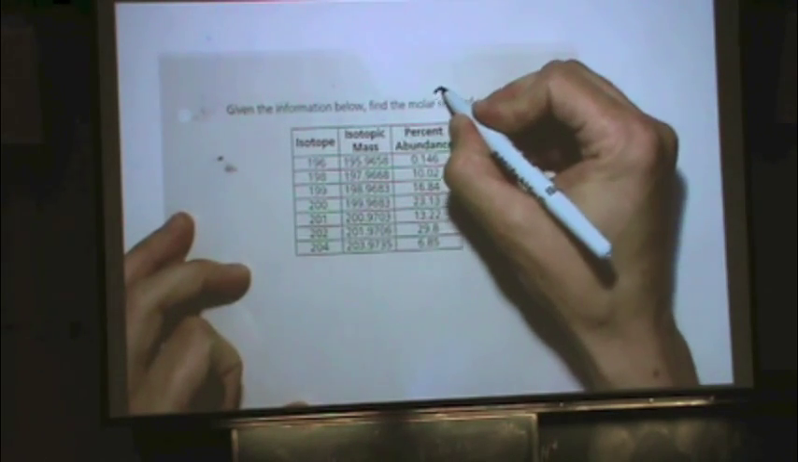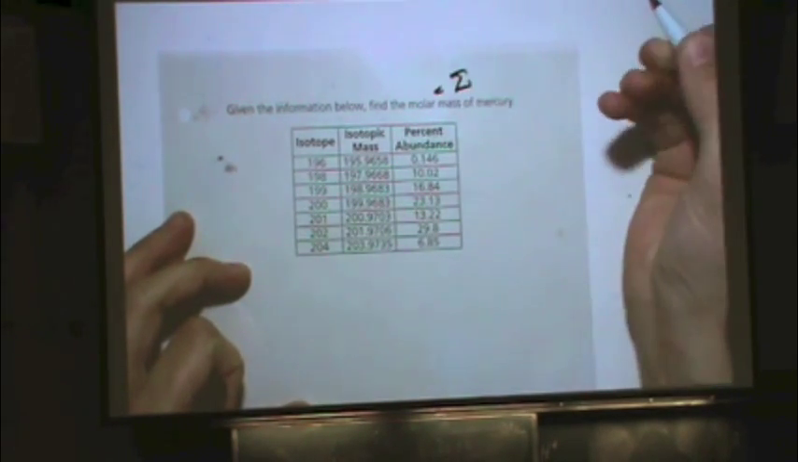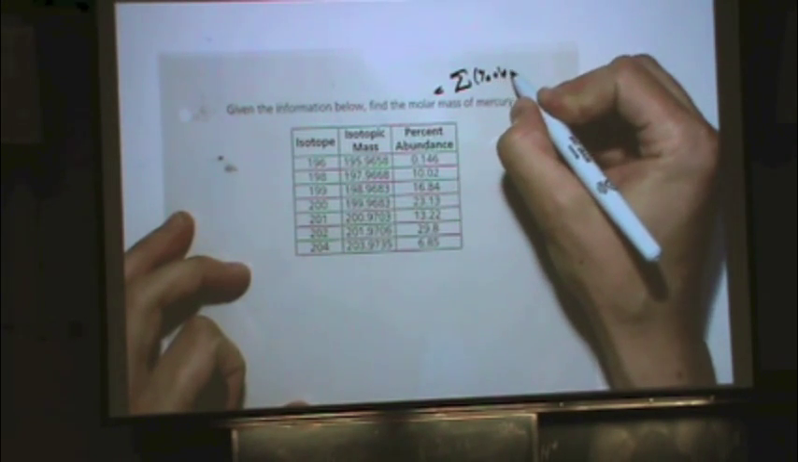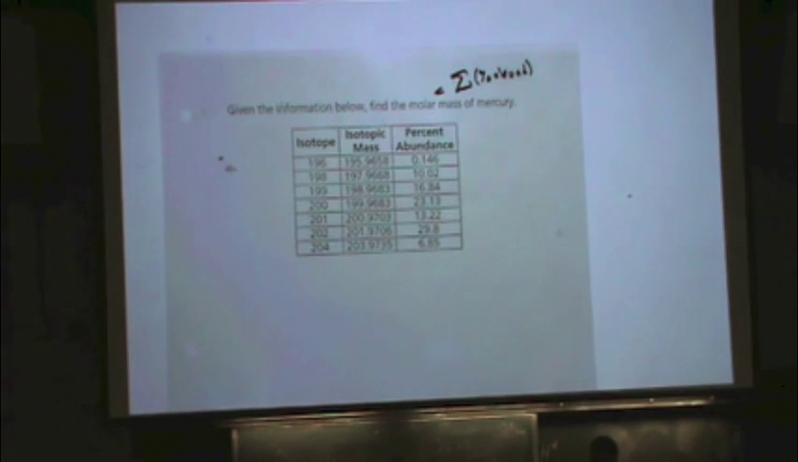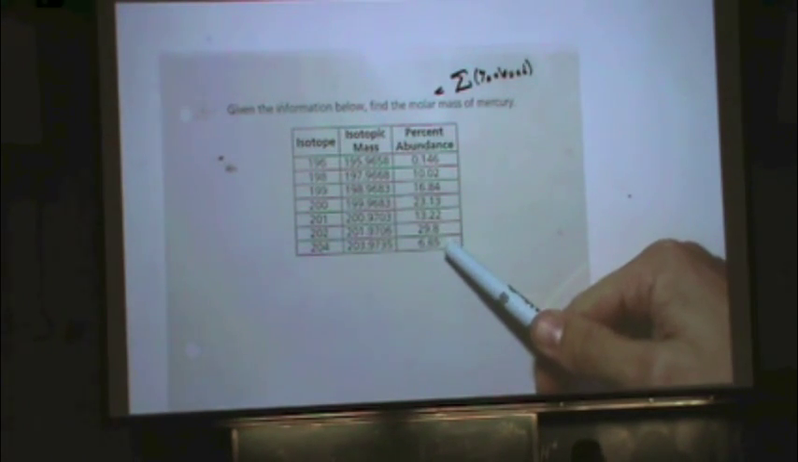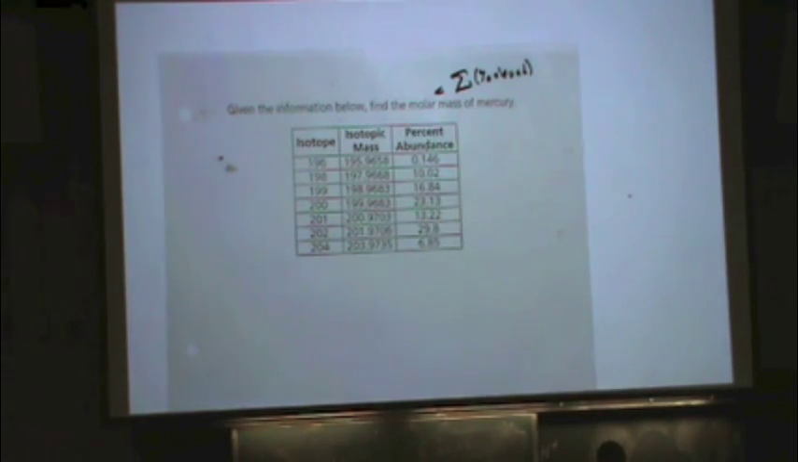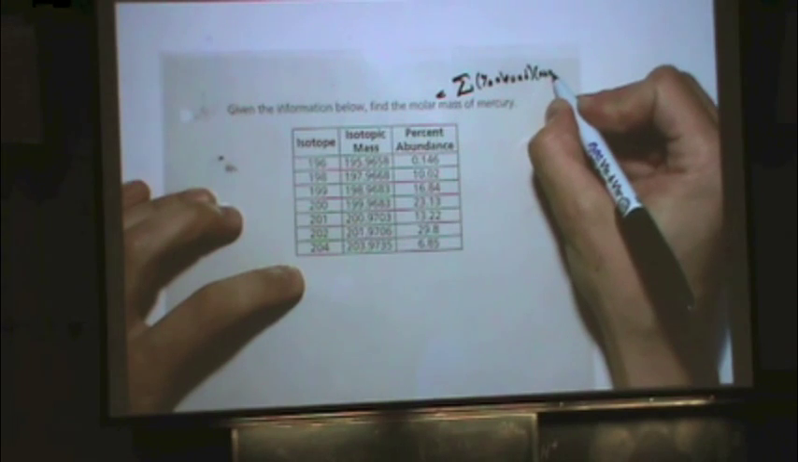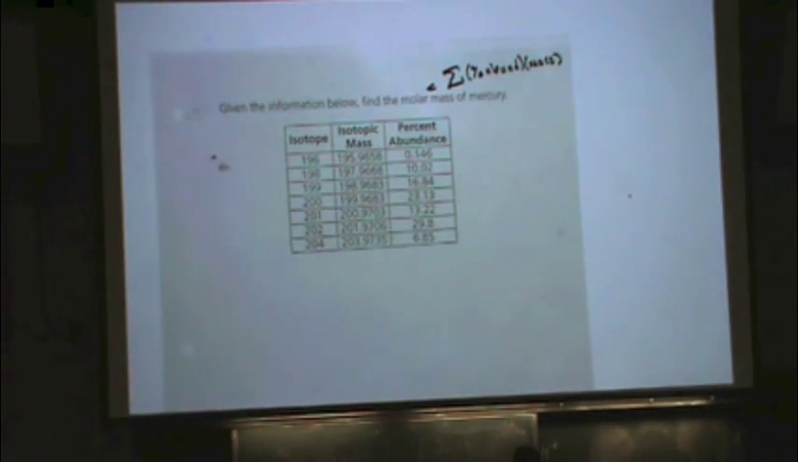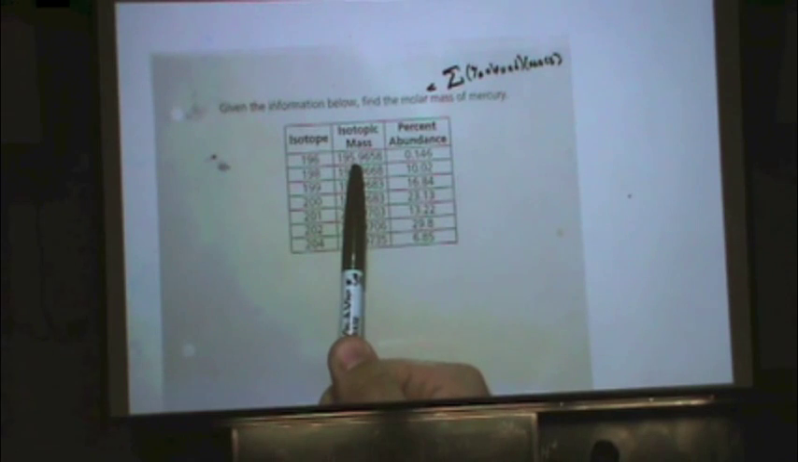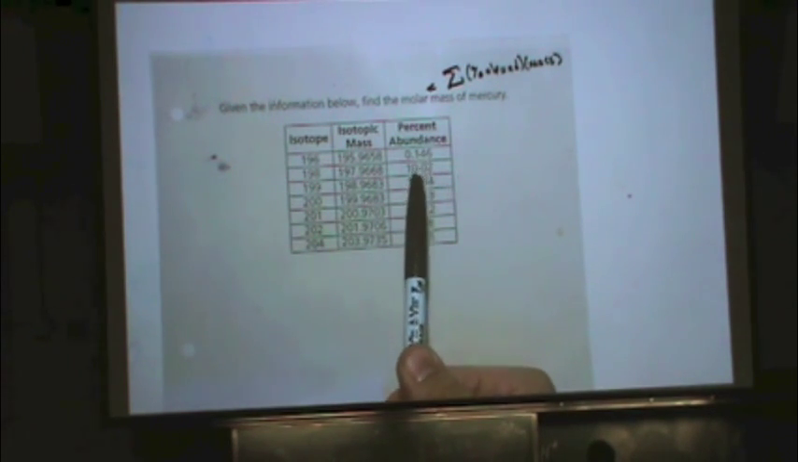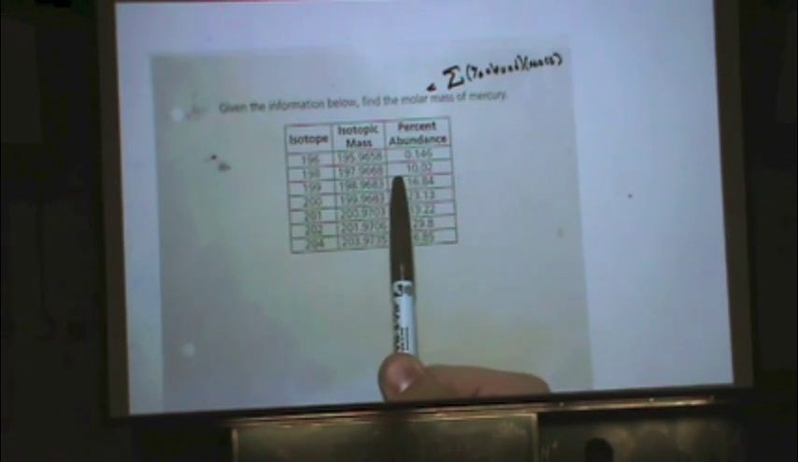In order to find the molar mass of something, that will equal the sum of the percent abundance, which I'm going to change to a fraction. So basically I'm dividing this column by 100. It's really the fractional abundance times the isotopic mass, the mass of the specific isotope, which is the second column. So I'm multiplying the second column by the third column, but the third column I'm changing to a fraction. For example, the second one would be 0.1002, not 10.02.